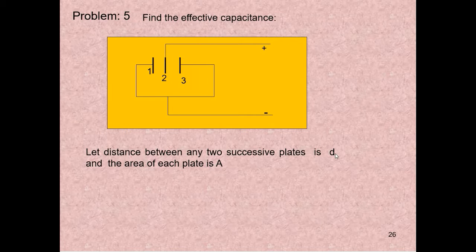Let the distance between any two successive plates be d. The area of each plate is A. So then can we assume all 3 have one constant value, sir? That is not given. Only the distance between the plates is given, d. Area of each plate is A. That's only given. Just think, whatever comes to your mind, you can tell. If it's wrong also, doesn't matter.